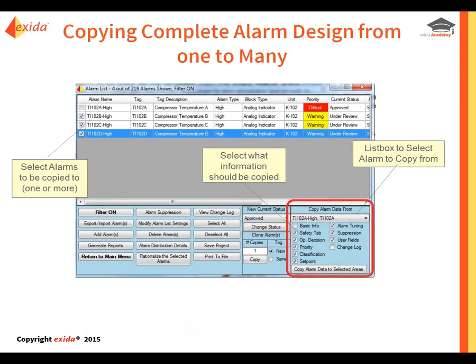whatever would be the same, to a whole bunch of other alarms that might be similar, maybe similar pieces of equipment from different units. So the filtering allows you to effectively and safely copy information from groups of alarms to other groups of alarms, thereby reducing the amount of time it takes to do the rationalization.